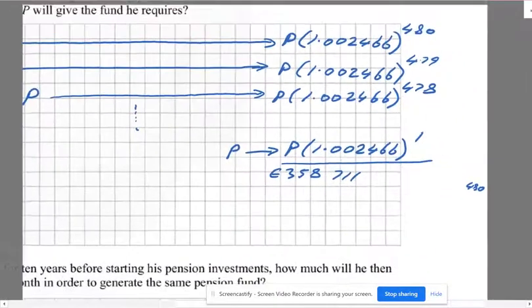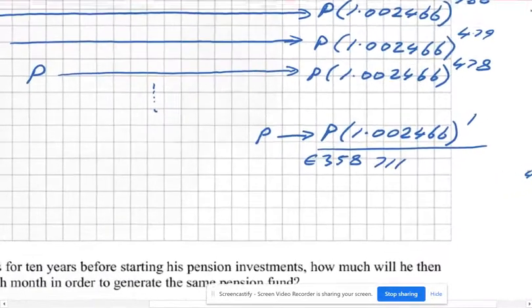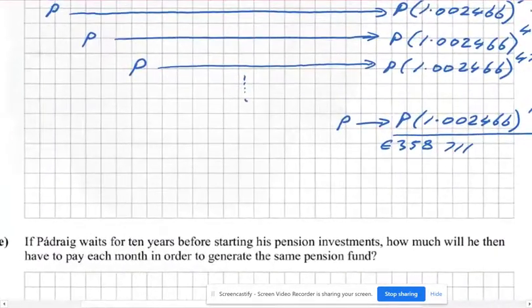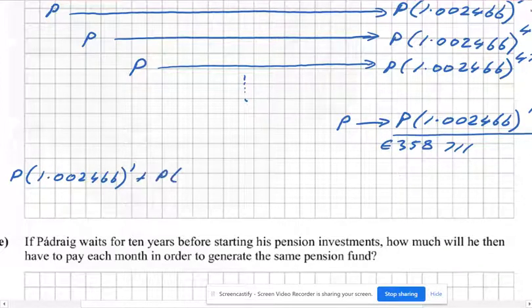Now it's just a matter of doing that calculation. So write them out horizontally, I suppose. If you line them up horizontally, you have P times 1.002466 to the power of 1, plus P into 1.002466 squared, etc., all the way up to the end.